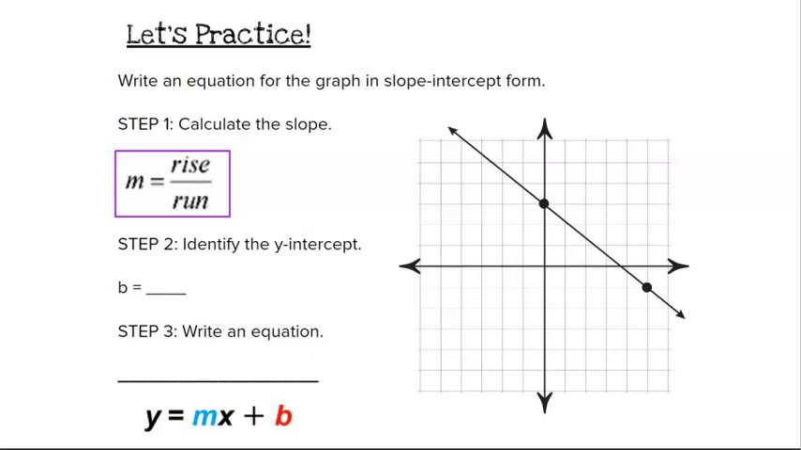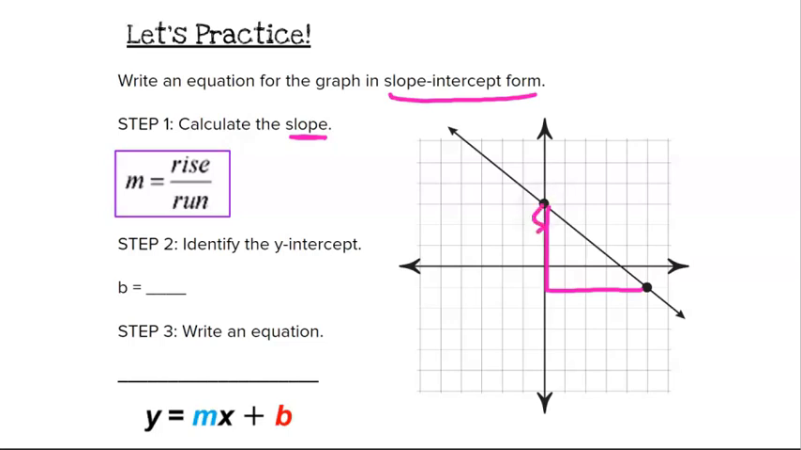All right, one more practice problem for us. Write an equation for the graph in slope-intercept form, that y equals mx plus b form. So first off, we are going to calculate that slope. We are going to find our rise over our run. So again, we're going to draw that slope triangle. You can draw it on the bottom half of the line, or again, you can draw it on the top half of the line. It's just your personal preference. So I'm going to put mine here on the bottom half. And then we are going to calculate that rise over run.